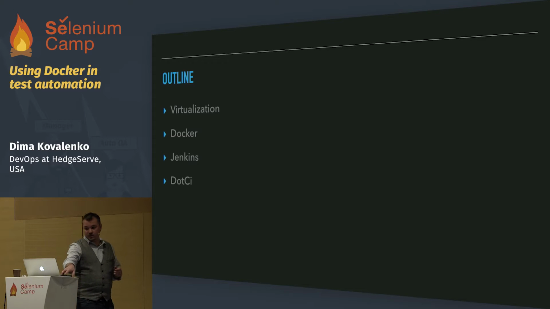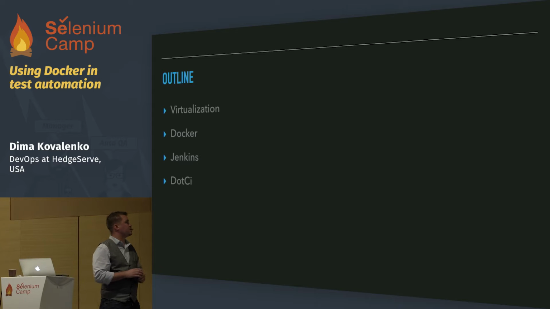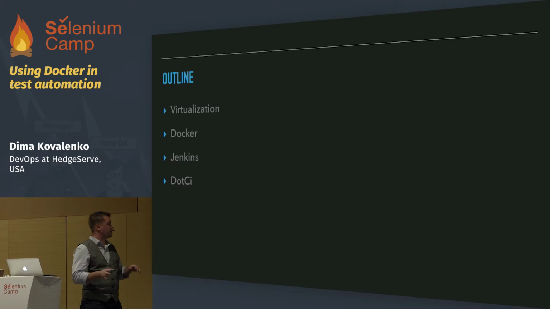So this talk is going to be a little bit about virtualization, a little bit of Docker, Jenkins, and the plugin that my friend wrote called .ci.